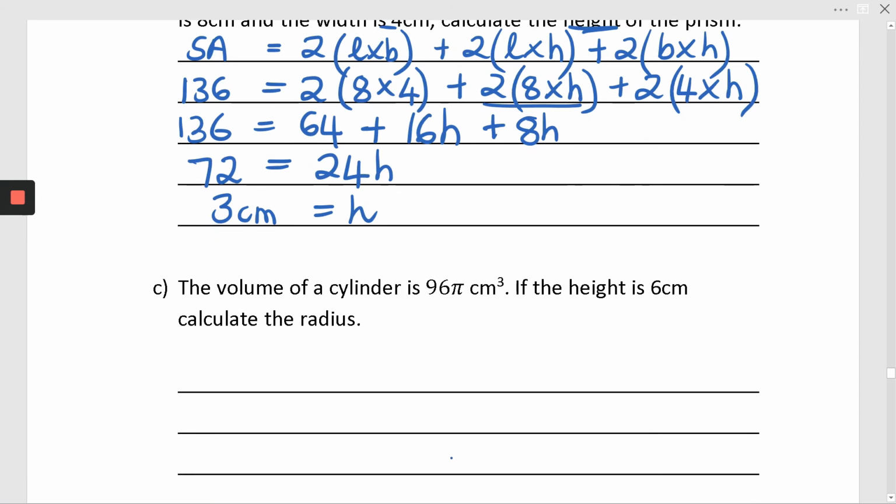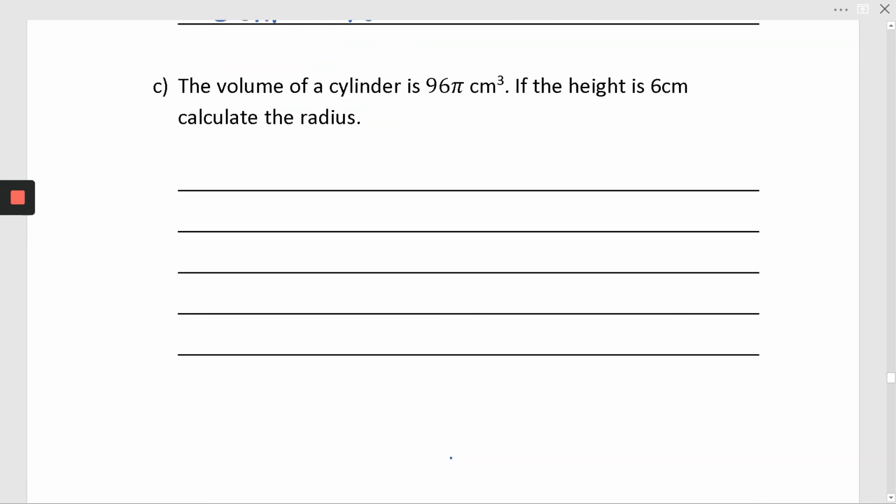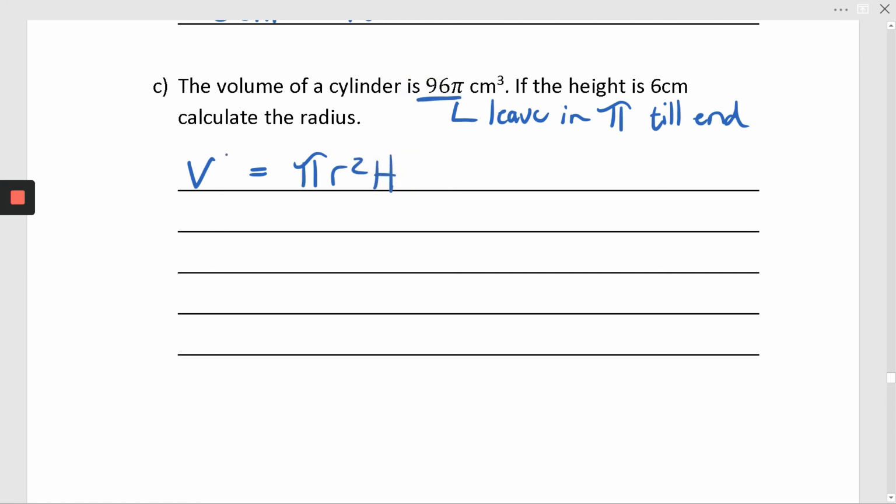In the last example, I'm being told the volume of a cylinder. Here I'm going to leave my answers in pi, and I'm not going to convert until the very end if necessary. Leave in pi till the end. It's a good idea until further instructed when you do Maths Core or Maths Lit. The volume of a cylinder is pi r squared h. Now I'm being told the volume is 96 pi. Then that equals pi, the height is 6.